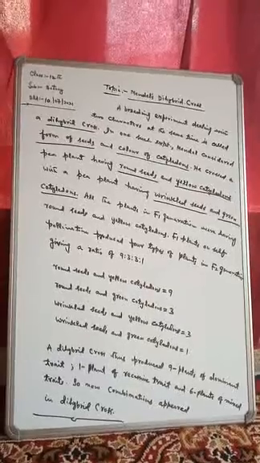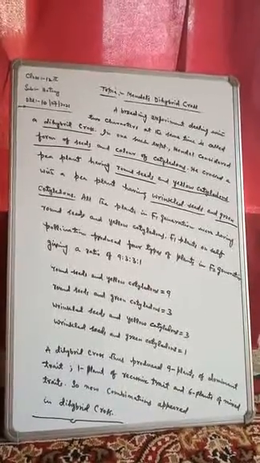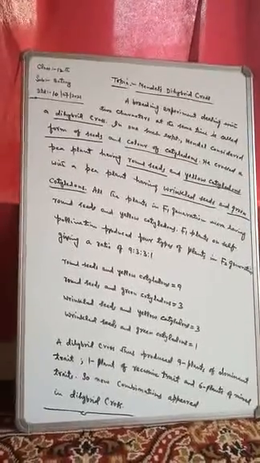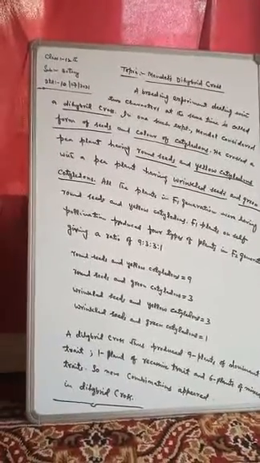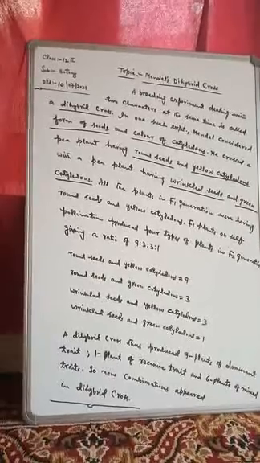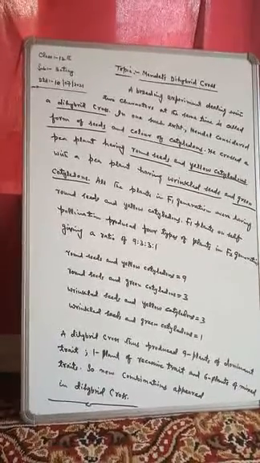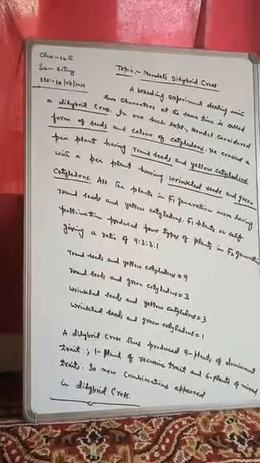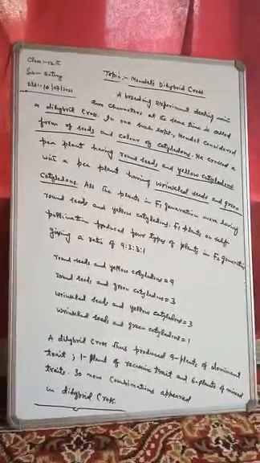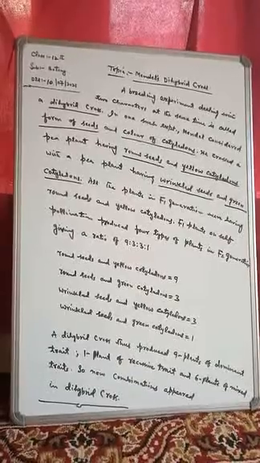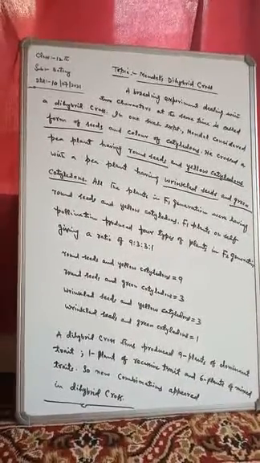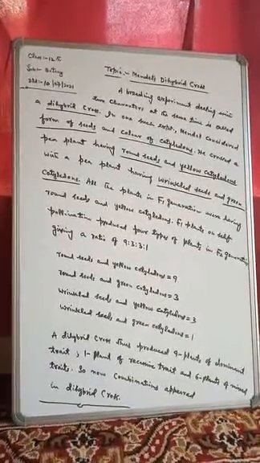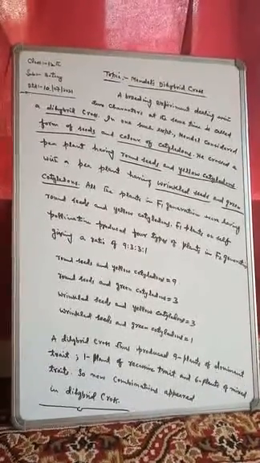Dear students, we have seen that a breeding experiment dealing with a single character is called a monohybrid cross, while a breeding experiment dealing with two characters at the same time is called a dihybrid cross. So monohybrid cross relates to a single character, while a breeding experiment dealing with two characters at the same time is called a dihybrid cross.